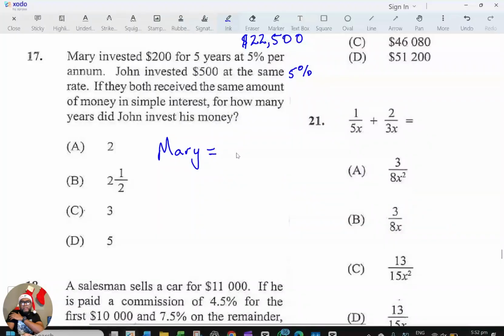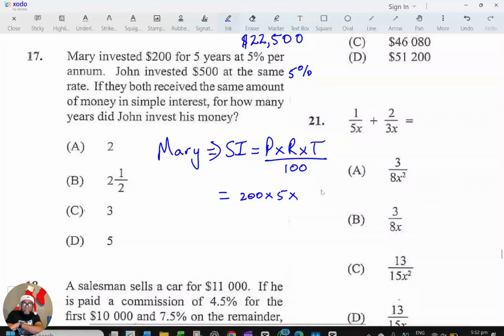Remind me what the simple interest formula is. Simple interest is principal multiplied by rate multiplied by time, all over 100. So my principal will be 200 multiplied by my rate, which is 5, multiplied by my time, which is 5 years, over 100. These zeros cancel. 2 by 5 is 10, 10 by 5 is 50. So $50 would be Mary's interest.